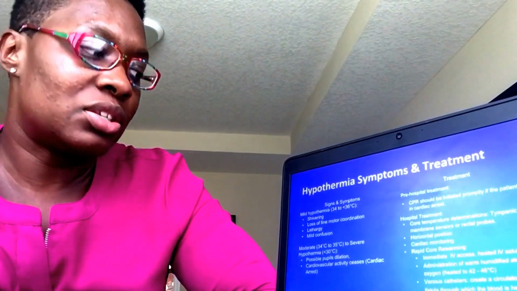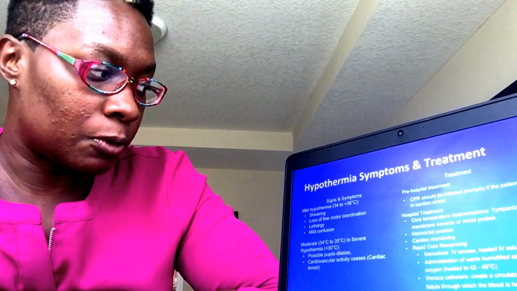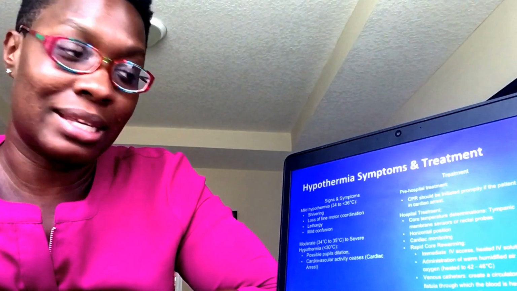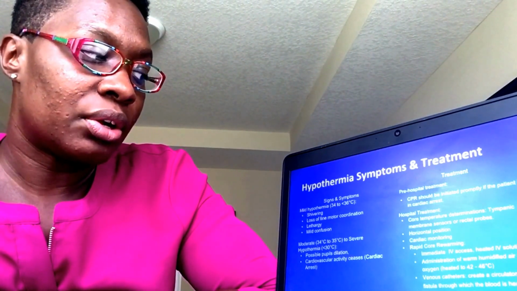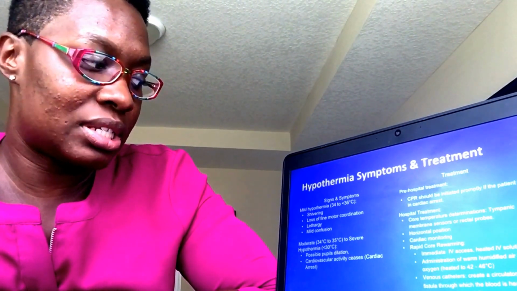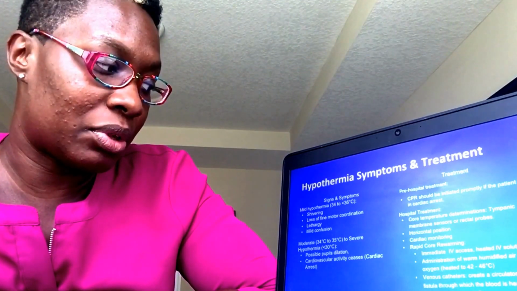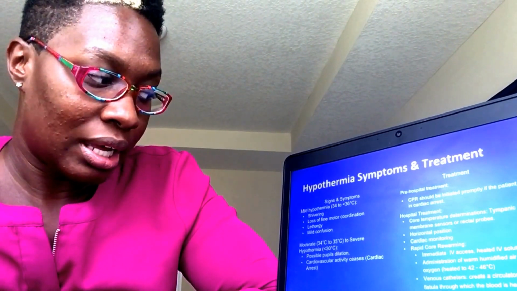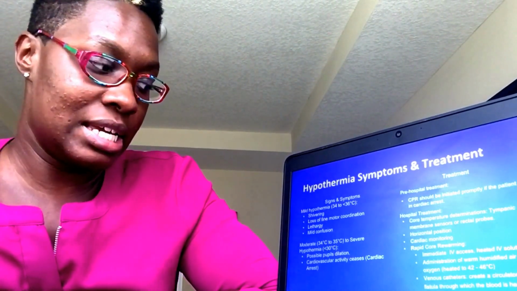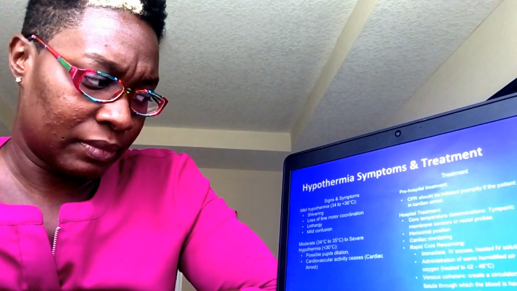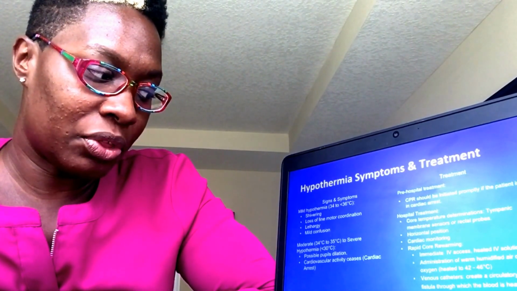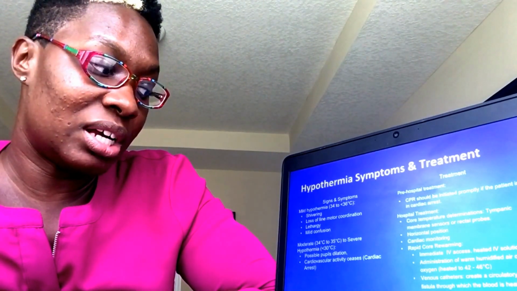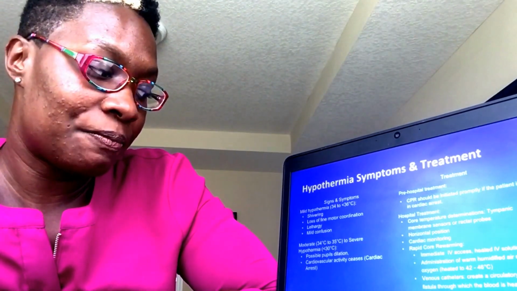Signs and symptoms and treatment of hypothermia. So signs and symptoms of mild hypothermia, and this is really temperature in Celsius, so you can do your calculations. 34 to less than 36 degrees Celsius is mild hypothermia. Shivering, you'll start to see loss of fine motor conduction, lethargy, so fatigue, and mild confusion. Moderate hypothermia is about 34 to 35 degrees Celsius, and severe is going to be less than 30 degrees Celsius.